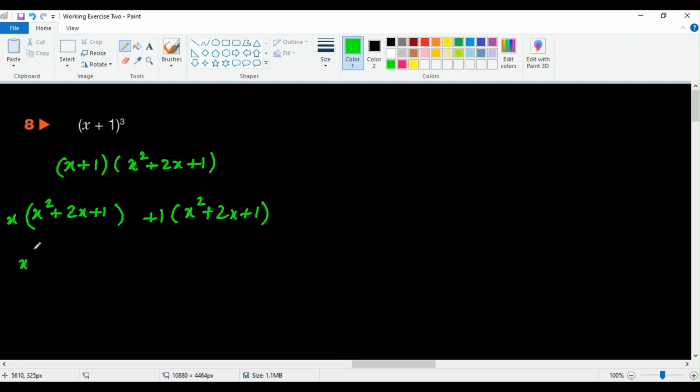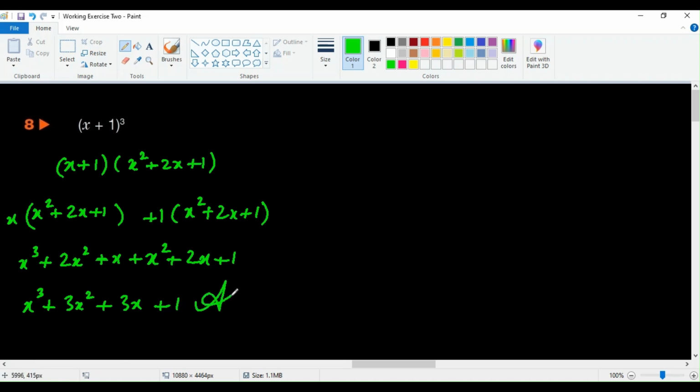So this is going to give us x cubed plus 2x square and plus x. And the second bracket is going to give us plus x square plus 2x and plus 1. Now further simplification is going to take us to the final answer. 2x square and 1x square is going to give us 3x square, and 2x and plus 1x is going to give us another 3x, and then plus 1 is going to be the final answer for question number 8.